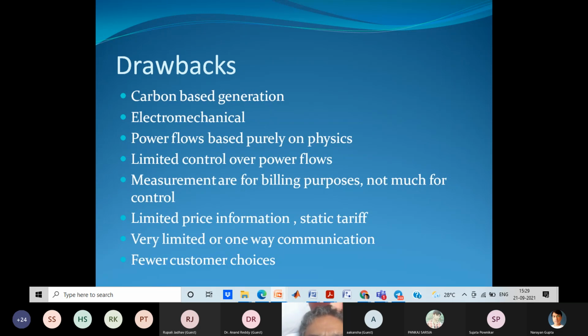Measurements are for billing purposes, not much for control. Limited price information, static tariff. Tariff is very important topic in electrical. Availability based tariff, ABT. What I have given in my book. Normally they ask you a question. What is availability based tariff? Limited price information, static tariff. Very limited or one way communication. Fewer customer choices. Next, please.